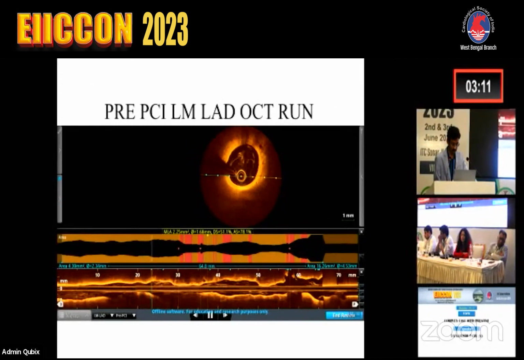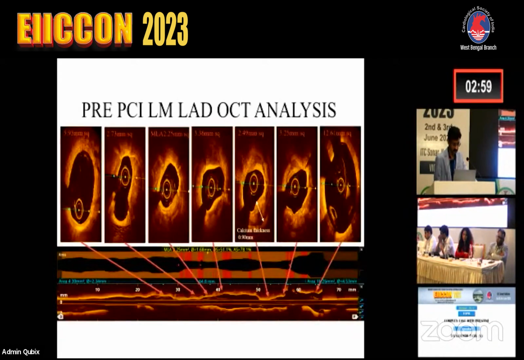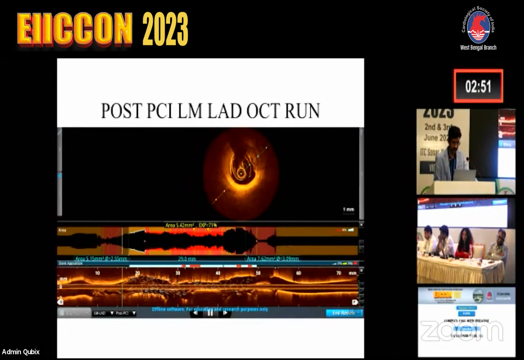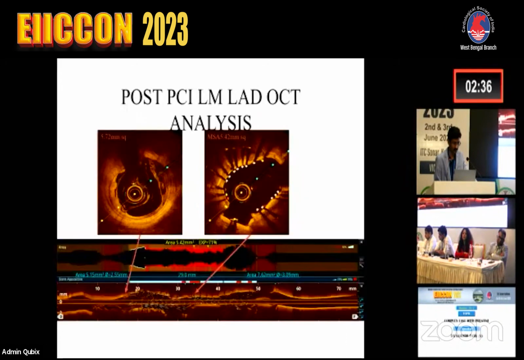So this is an OCT picture here. Two or three pictures are not very good, but I will show you. This is a pre run from LAD to the left main OCT. These are again segmental from distal to proximal. This is again pre. These are also pre frames. This is a post PCI left main LAD OCT run without dilatation. So at the bifurcation, it was not very well apposed, and proximally also not apposed.